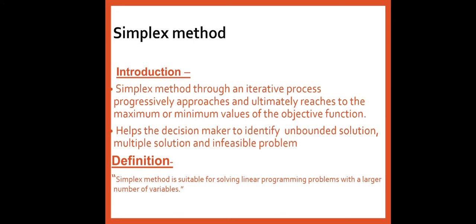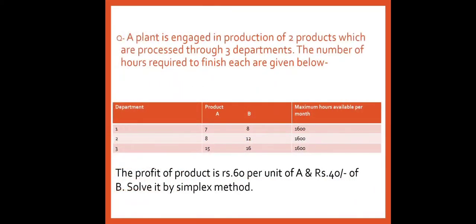Next, to better understand the simplex method, we are going to do a problem. I'm going to read out the problem. A plant is engaged in the production of two products which are processed through three departments. The number of hours required to finish each is given below. There are three departments, each department contains two products, and each department has the same maximum available hours, that is 1600.